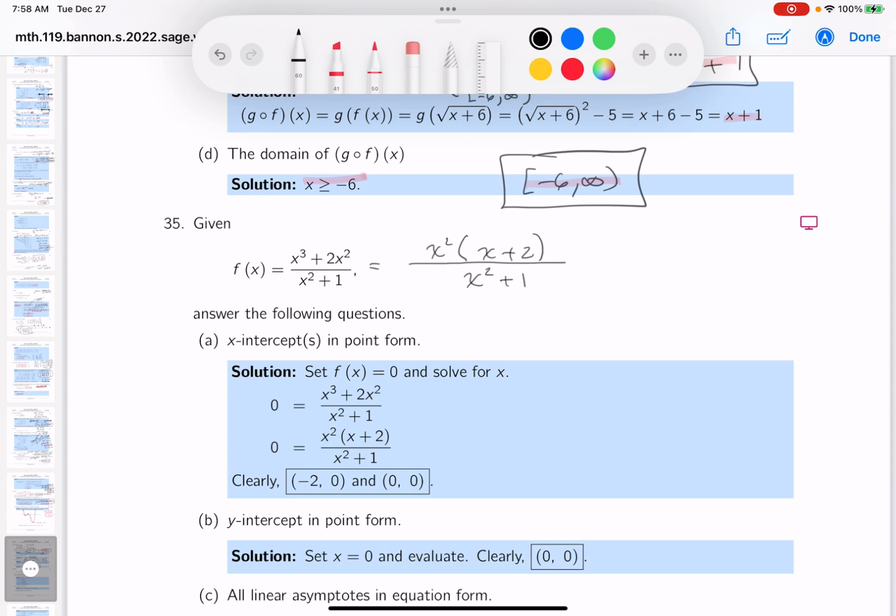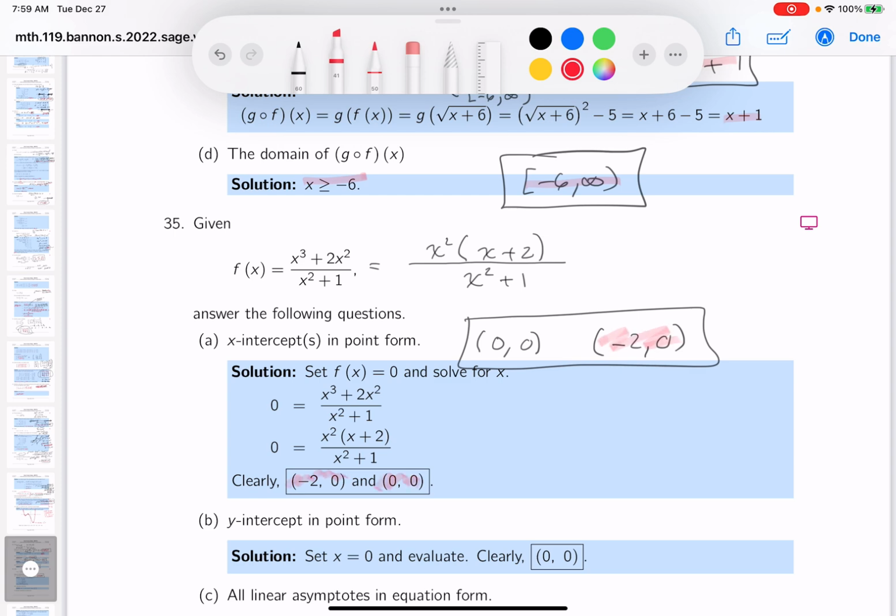The first question is, what's the x-intercept in point form? Well, there's going to be two of those. One is when x is 0, y would be 0. The other one was at minus 2 comma 0. I'm going to put a box around it, commit to my answer, and let's take a look. What do we got over here? We got the minus 2, 0, and we have the 0, 0.